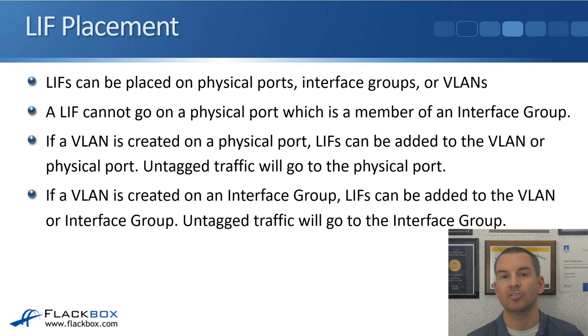A LIF can be placed on a physical port, on an interface group, or on a VLAN interface. A LIF cannot go on a physical port which is a member of an interface group. And if a VLAN is created on a physical port, then LIFs can be added to the VLAN or the underlying physical port. It's going to be untagged traffic that goes to the physical port. I'll explain that coming up in the next few slides. And if a VLAN is created on an interface group, LIFs can be added to the VLAN or interface group. Untagged traffic will go to the interface group. Okay, so let's have a look and see what all of these different rules mean.